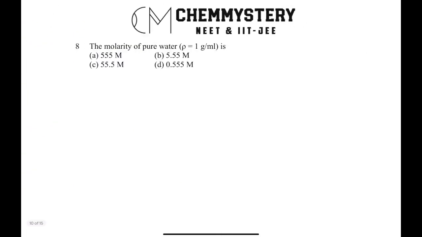Next one, the molarity of pure water. You need to calculate what? Molarity of the pure water. Only one thing is given to us: the density of the pure water. What is the density given? 1 gram per ml. This I can also write as 1 kg per liter.